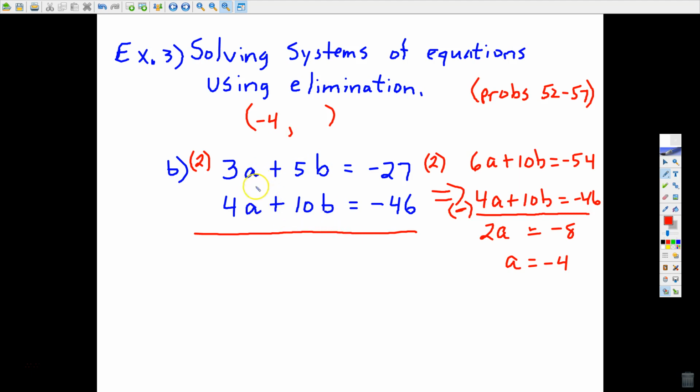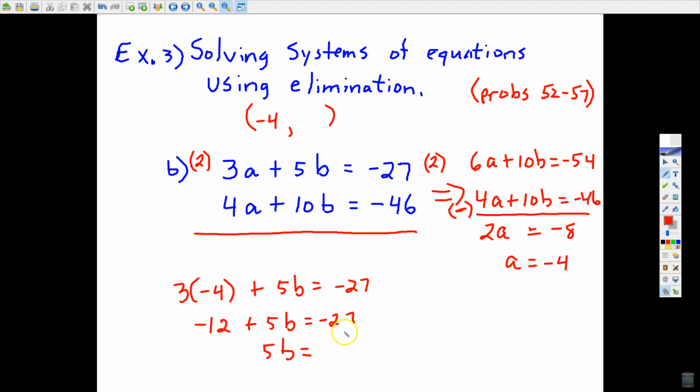You can plug into either one of these, doesn't matter. 3 times negative 4, I'm going to use the top equation, plus 5b is negative 27. This is negative 12. Okay, add 12 to both sides. And we're going to get negative 27 plus 12, which is negative 15. So we get our answer for B, and that's negative 3. So the answer for example 3b will be the ordered pair negative 4, negative 3.